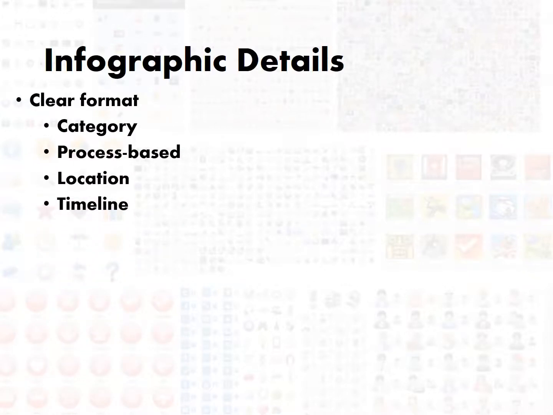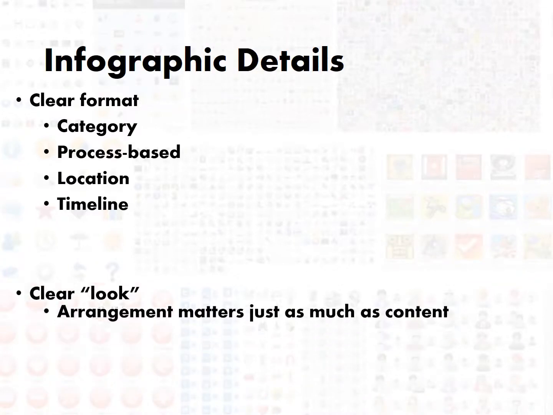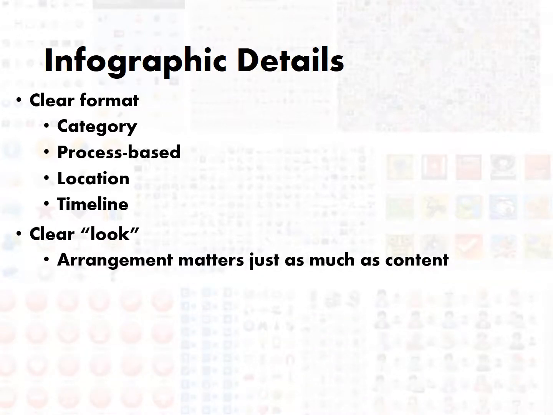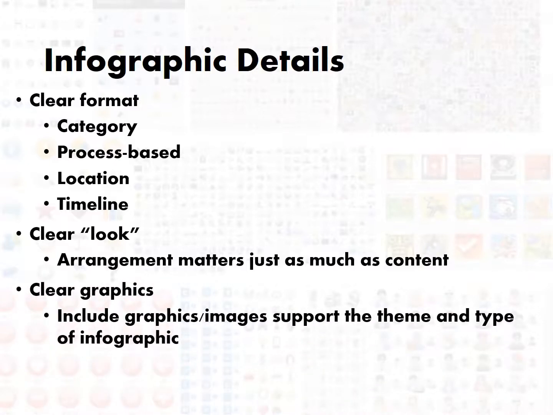So remember, you have to have a clear format in your infographic. It should be a category, a process-based, a location, or a timeline, and it should be obvious which one it is. It should have a clear look. How you arranged your information makes it look exactly like your topic. And if you're going to include graphics on there, they should be clear and they should support the theme and the type of infographic you have. Not just random stuff put on there, but it all works together.